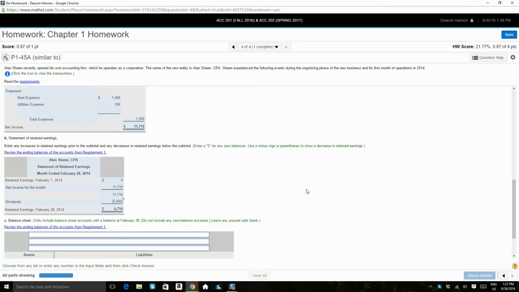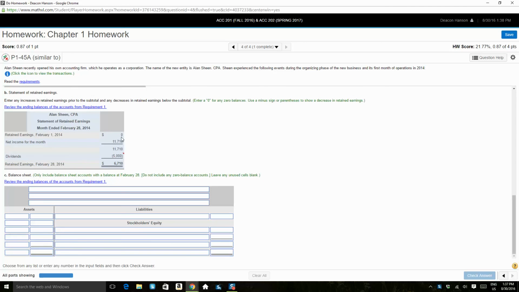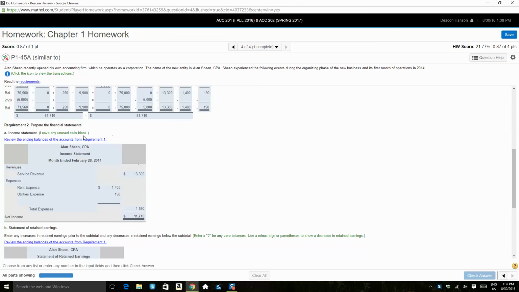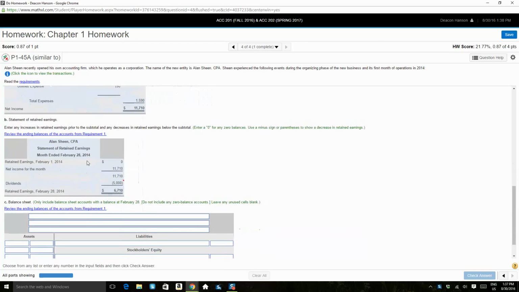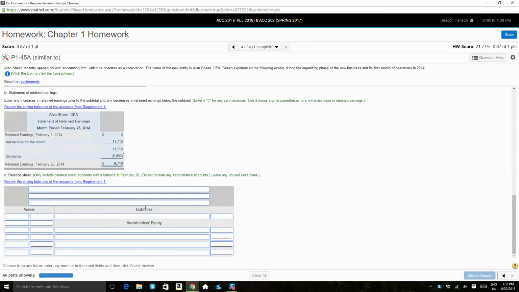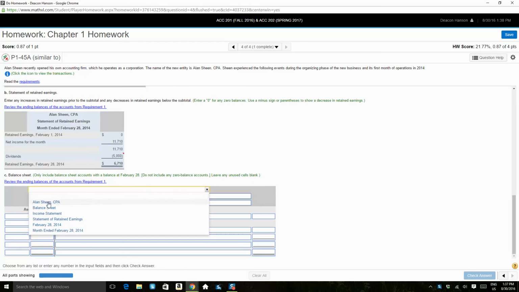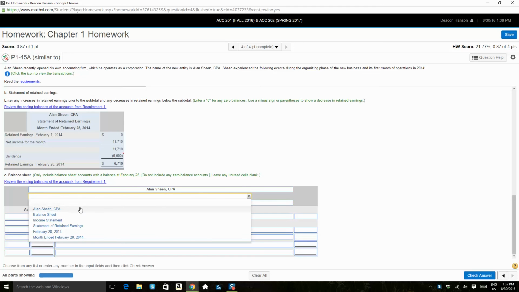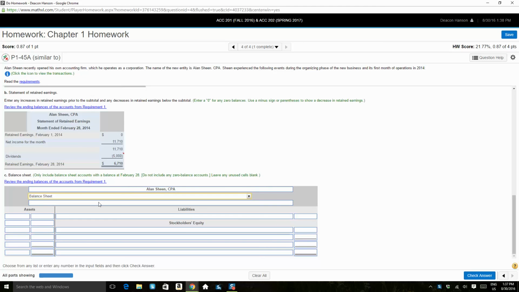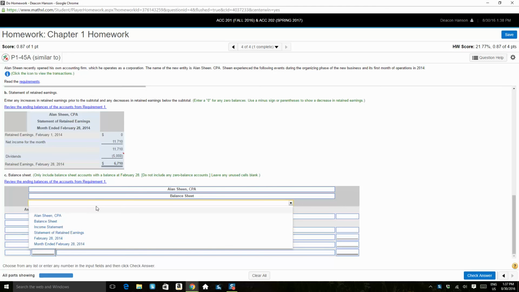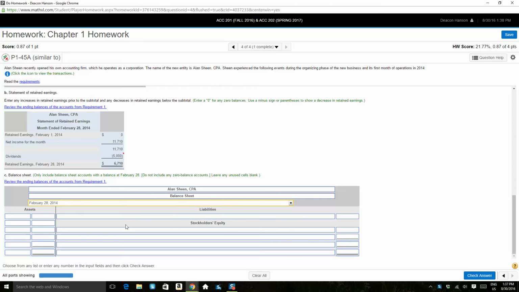Also remember we're doing these financial statements in the order that they need to be prepared in. So it's always income statement first, retained earnings statement, and then balance sheet. So now we'll do the balance sheet. Now a balance sheet is as of a certain date. So this is going to be dated February 28th. It's not a time frame. It's dated as of that date.